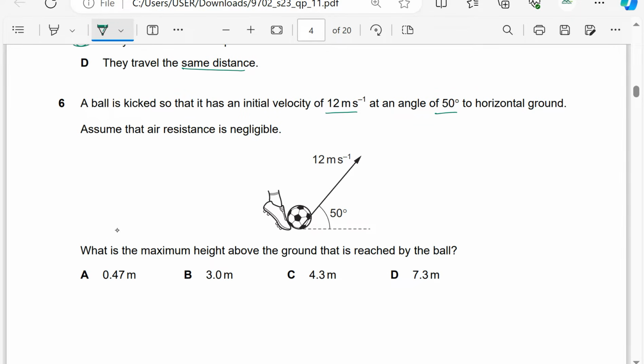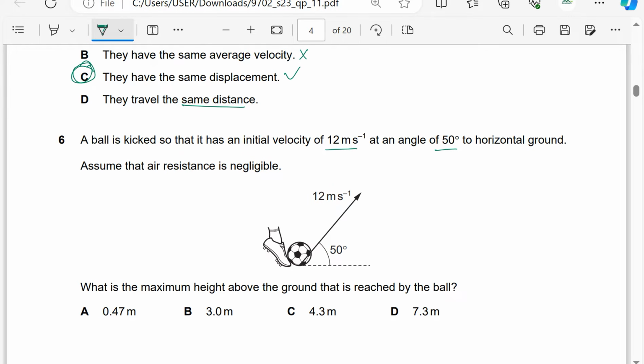The maximum height. So first of all, we know that since air resistance is negligible, the acceleration is going to be 9.81. Because it is kicked above the ground, this is going to be a minus. Therefore, using v squared equals u squared plus 2as. We know that at the highest point, or at maximum height, v is 0. So 0 squared is going to be equal to the initial velocity. So I'm going to consider vertical motion.